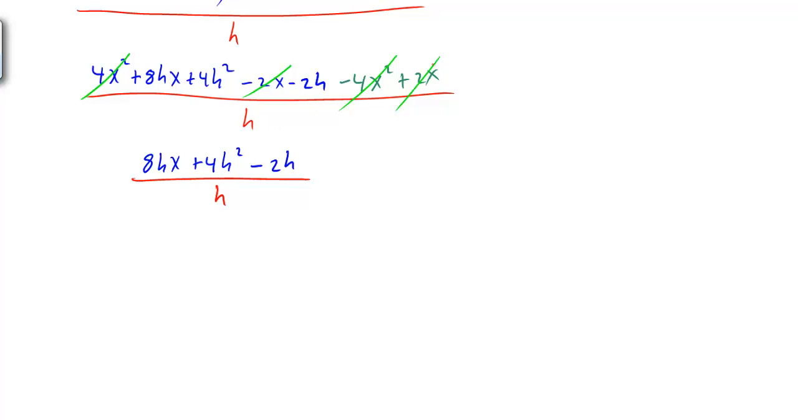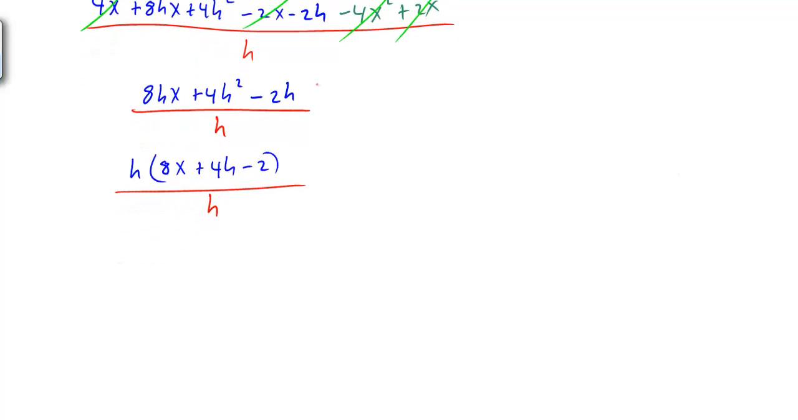And the reason you want everything over here in green to cancel out is that once we simplify, the only thing that's left in the numerator are terms that contain h. That's because now we want to be able to factor out an h. So we're left with 8x plus 4h minus 2. Because if we factor out that h, that will cancel the h in the denominator. So then we're left with simply 8x plus 4h minus 2. And that's our answer.